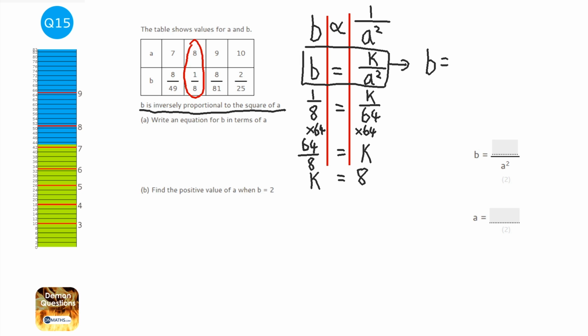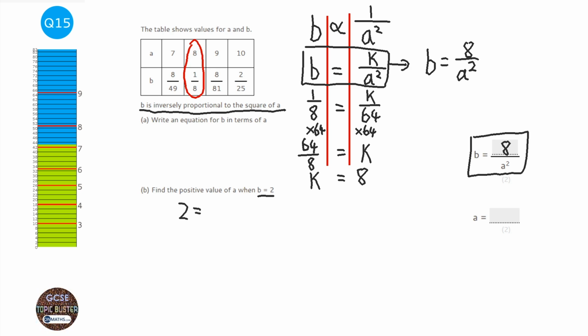So putting that back into this formula here, becomes this equation here. So B equals 8 over A squared. Okay, I'm going to use that to find out what A is when B is 2. So I'm going to write the same thing as I've written down for my answer here, but instead of B I'm just going to write 2. So 2 equals 8 over A squared.